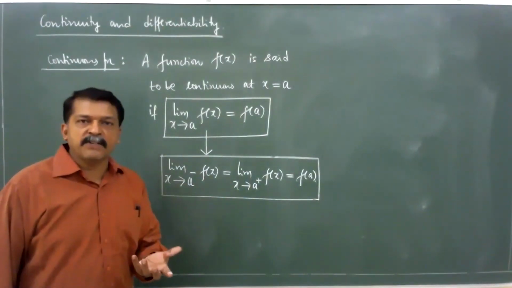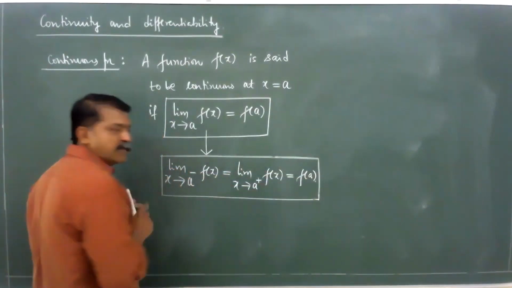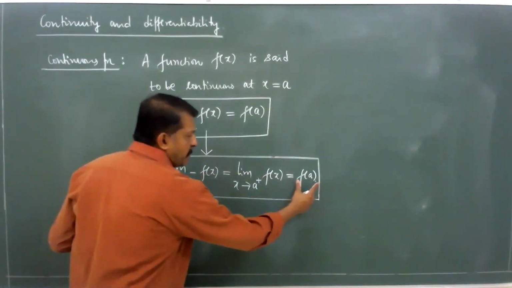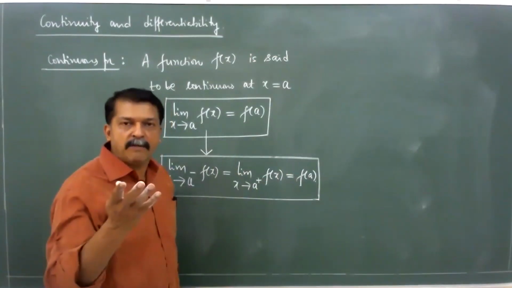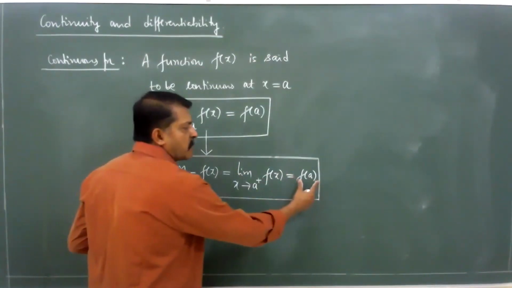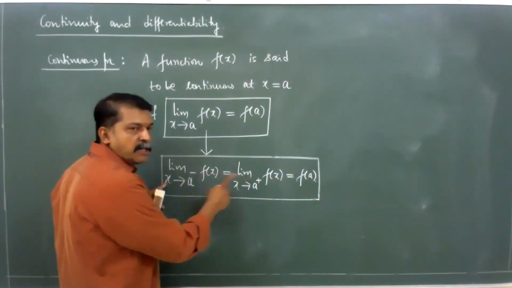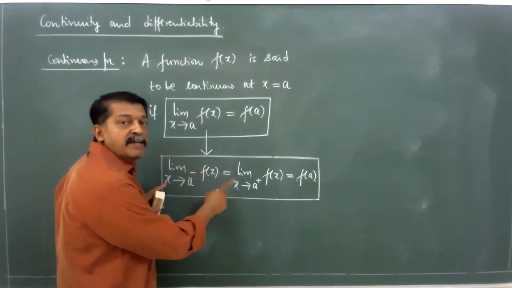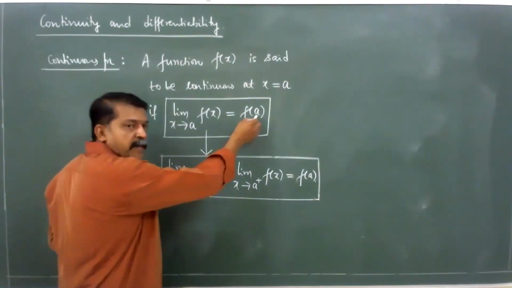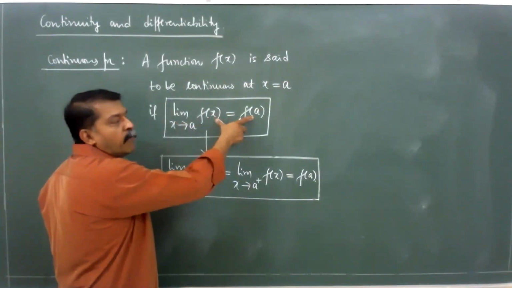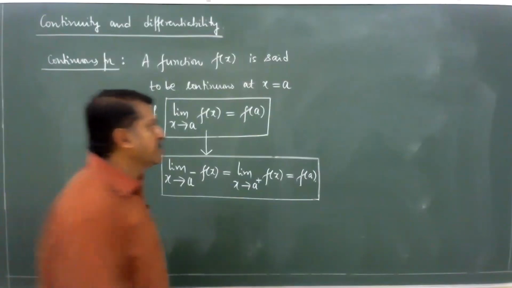If this happens, the function is continuous at x is equal to a. When do we say that a function is discontinuous or not continuous? Suppose f of a does not exist. We cannot compare, so the function becomes discontinuous. Then, left hand limit not equal to right hand limit means the limit does not exist, and then also the function is discontinuous. If f of a exists, the limit exists, but both are not equal, then also we say the function is discontinuous.